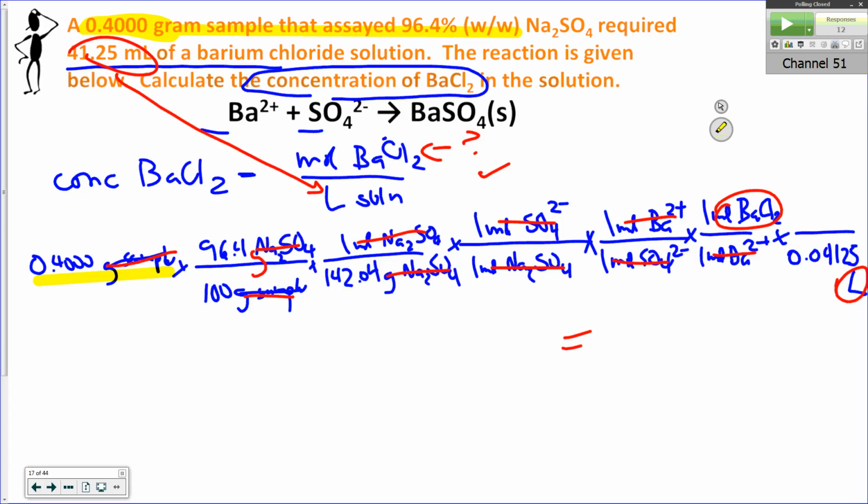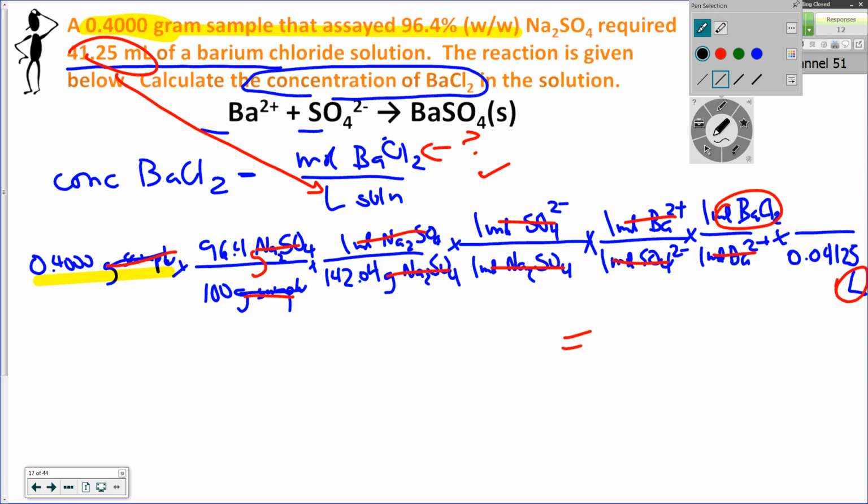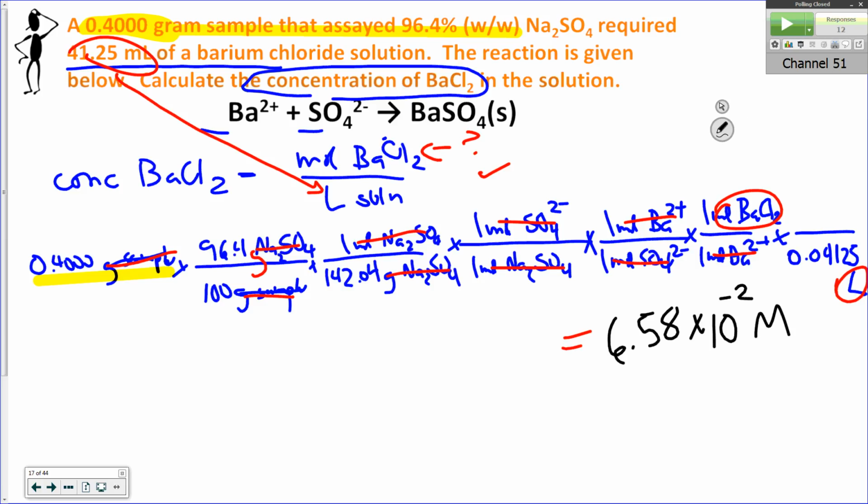Anybody get a number for this? 6.58 times 10 to the negative 2. 6.58 times 10 to the minus 2? Okay.